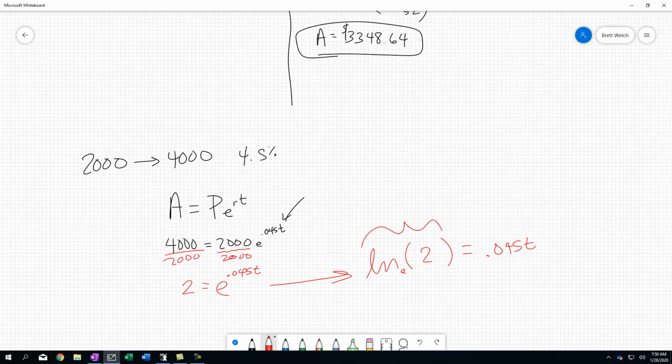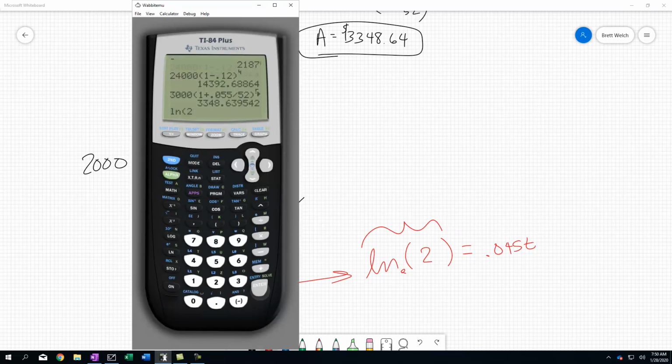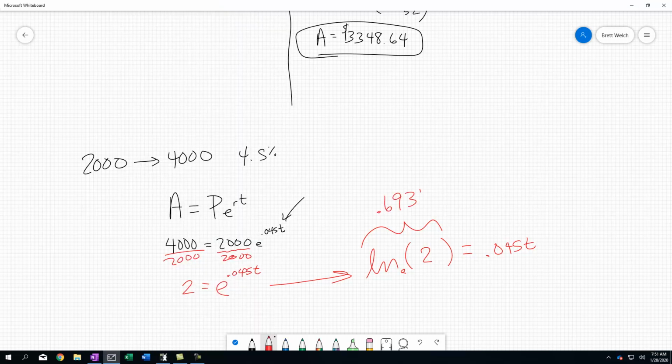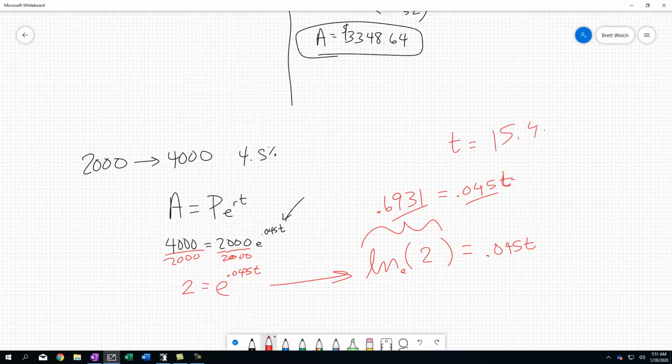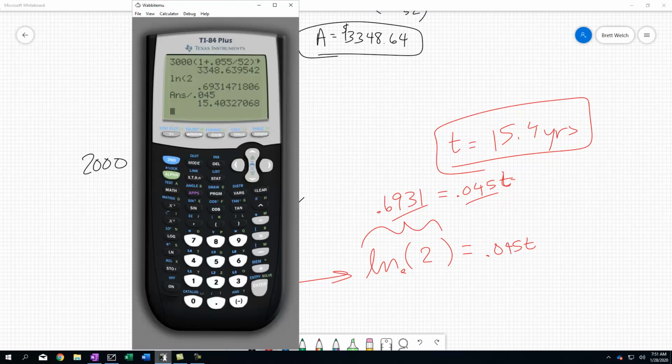This goes into our calculator. The ln of 2 is 0.6931. So 0.6931 equals 0.045t, and that's just a division that I have to do to get my t solved. I'm going to take my number and divide it by 0.045 and get 15.4 years. And we're done. That's the whole test. Hopefully that's enough to get you what you need on your test review. And come in and ask questions.